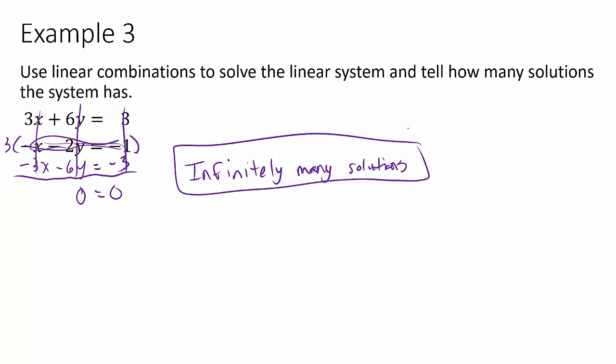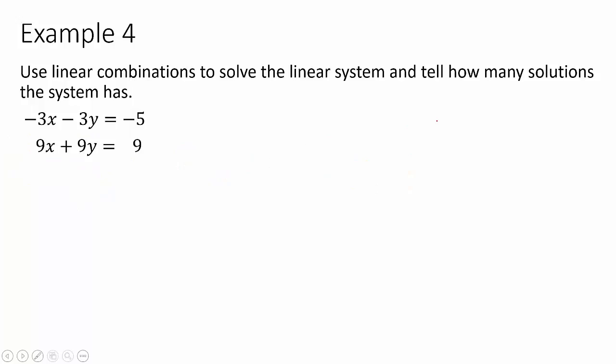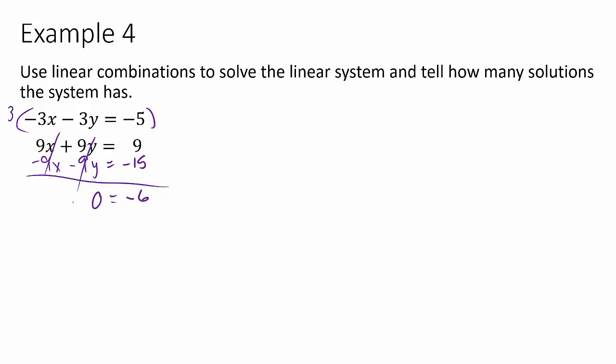On example 4, we want to use elimination or linear combinations. We want to multiply so that we can get a negative 9x, but that also gives us negative 9y and negative 15. So this time the x's and y's cancel, leaving us with 0 on the left, but on the right side we're left with negative 6. 0 does not equal negative 6, so we say this is no solution.